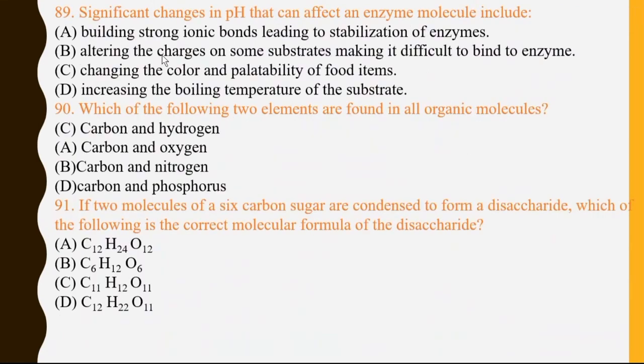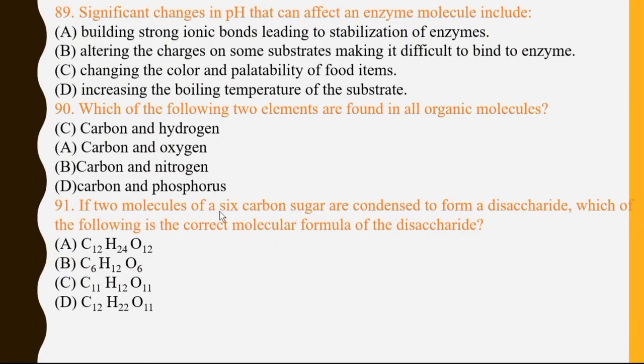Significant change in pH that can affect an enzyme molecule include: A. Building strong ionic bonds leading to stabilization of the enzyme. B. Altering the charges on some substrate, making it difficult to bind to the enzyme. C. Changing the color and palatability of food items. D. Increasing the boiling temperature of the substrate. So, the correct answer is choice B. Altering the charges on some substrate making it difficult to bind to the enzyme. Good.